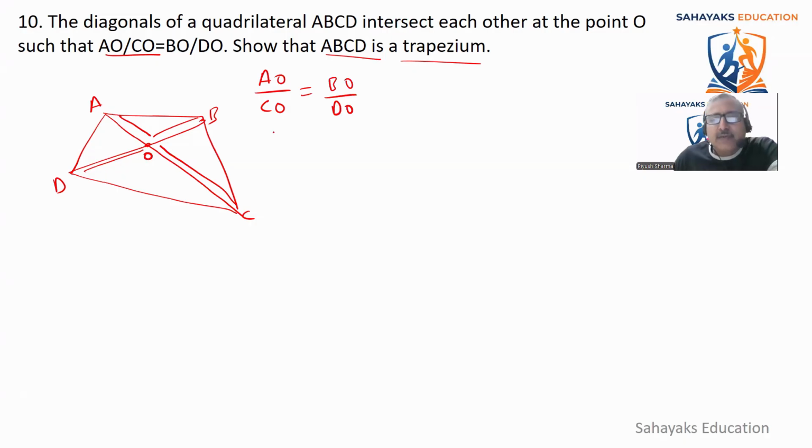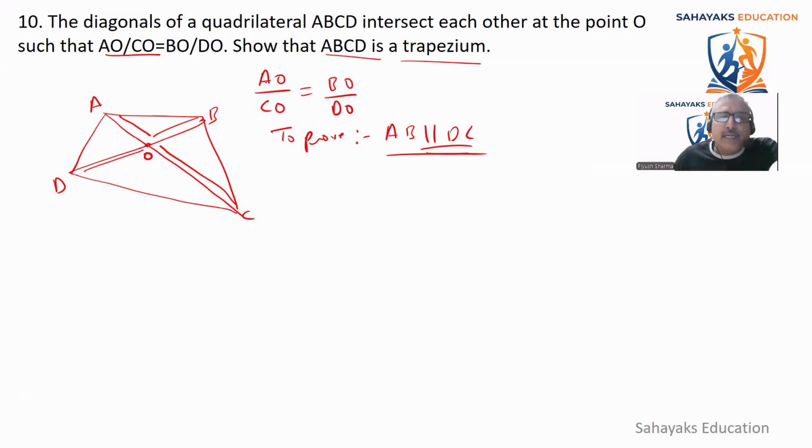So that means to prove it's a trapezium. How does a trapezium differ from any other quadrilateral? We have to prove that AB is parallel to DC. If we can prove that AB is parallel to DC, that means it's a trapezium. Got it? Now, how will you prove it?